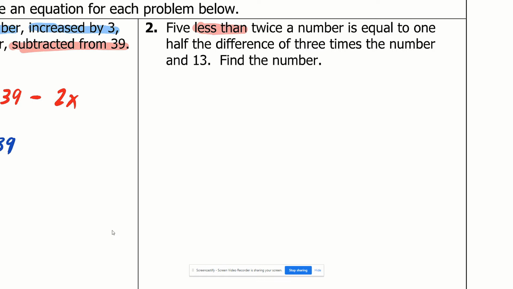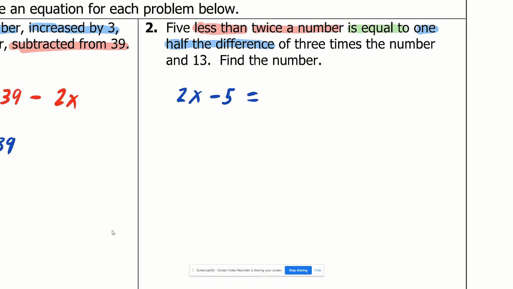5 less than means what? Minus 5. Now, what are we subtracting 5 from? Twice the number, 2x. So 2x minus 5. And then what does it say? Is equal to, there's going to be my dividing line, essentially. And now we're ready for the right side. Now the right side has another little trick to it. Right off the bat, what does the other side say? 1/2 the difference of.